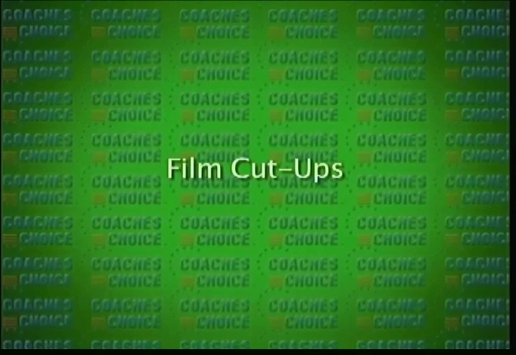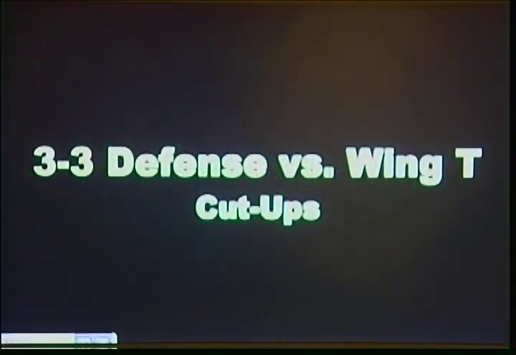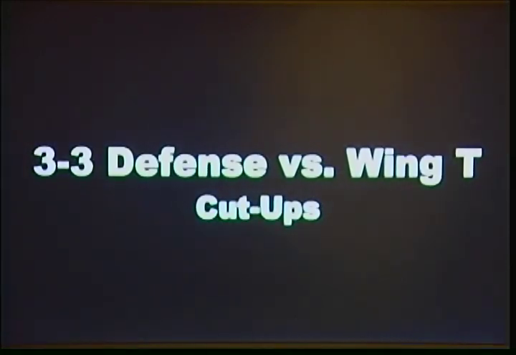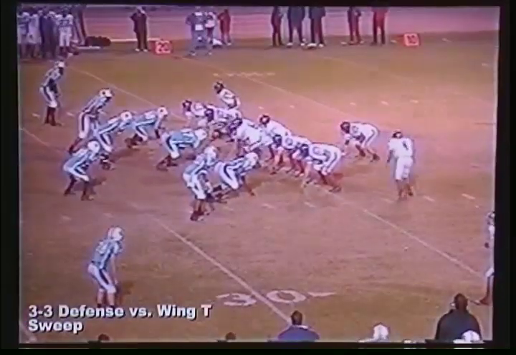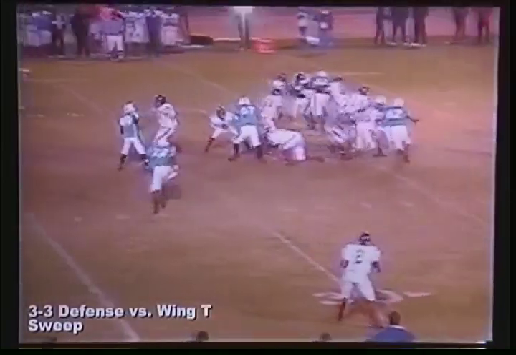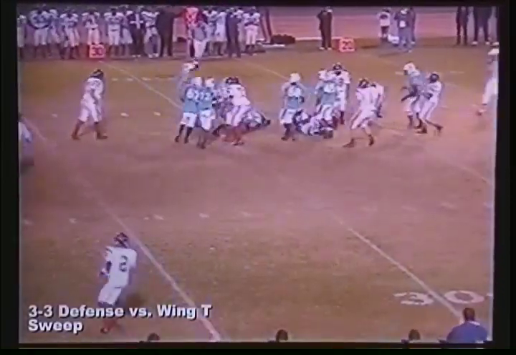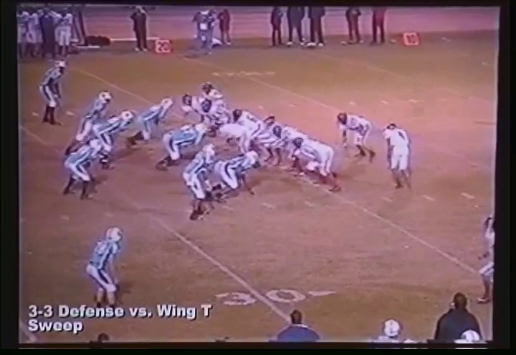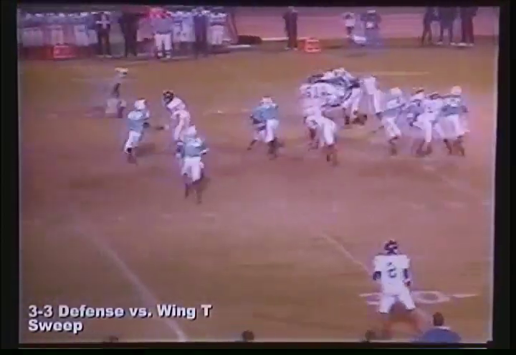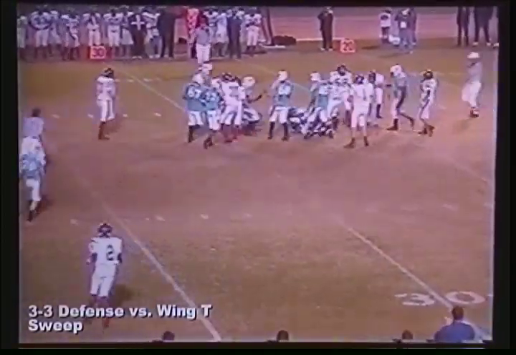Take a look at some cuts versus the wing T using the 3-3. And there's several different variations of the wing T we get. There's double wing, but it's wing T principles on the sweep. Again, the formations are different, but the series are the same. That was the jet sweep run from a slot by the halfback.